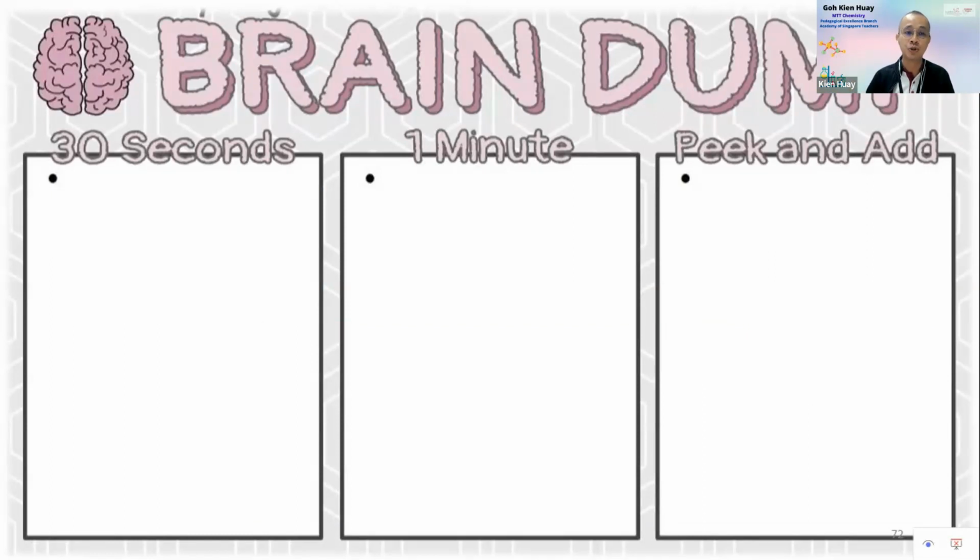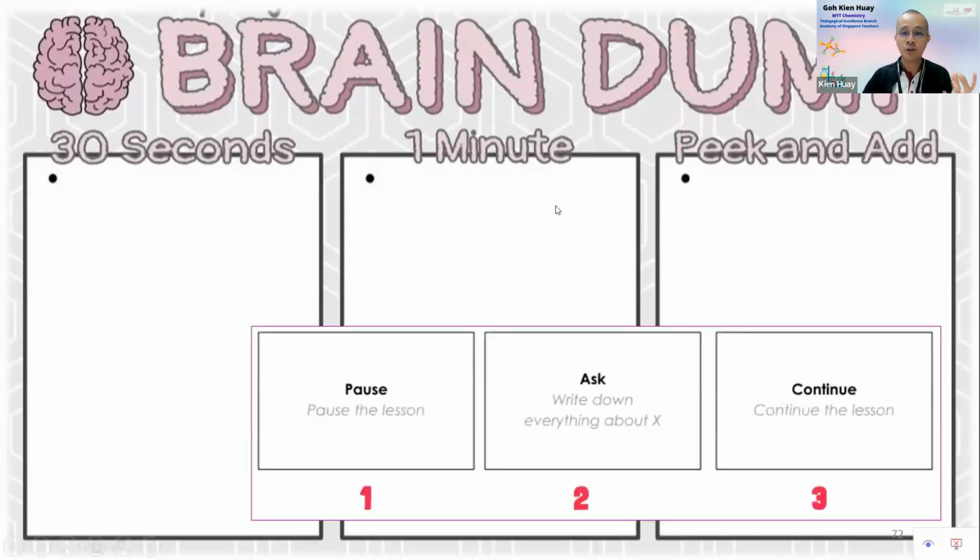Another way to do retrieval practice is we pause the lesson, we get the students to write down everything about X, for example, reactivity or methods, and then we continue the lesson. And that's one way we can get them to retrieve whatever information they have learned. It is a form of recall practice.